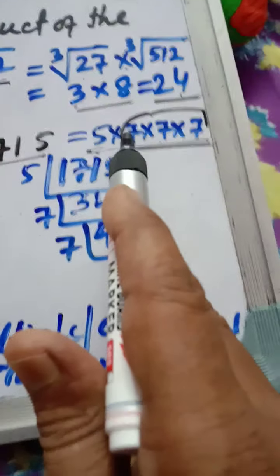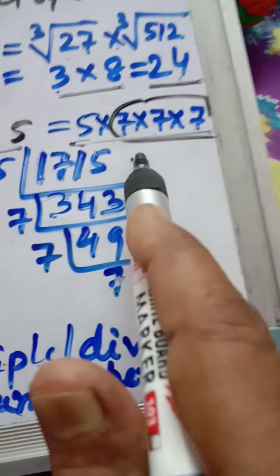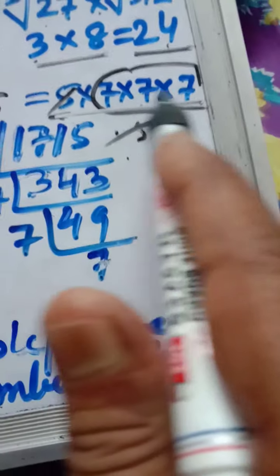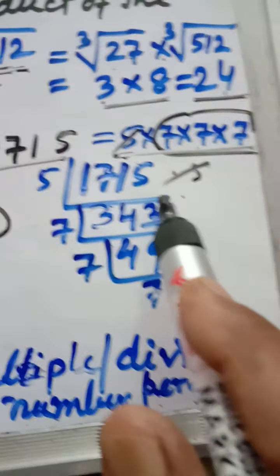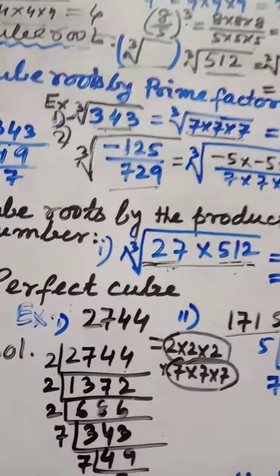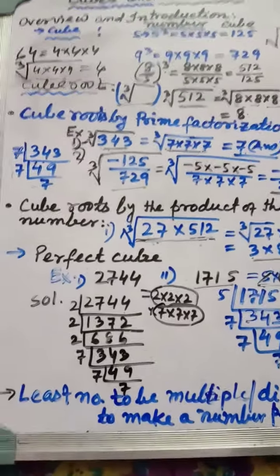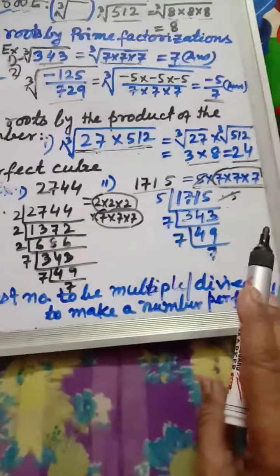Or how much should you divide? You can divide just 5. You can divide by 5 so that it will be cancelled, and then this is a triplet, meaning that number will be a perfect cube. So all these things we will learn in this lesson: the cube value of a number, the cube root value of a number, and how to find the cube root value by the prime factorization method.